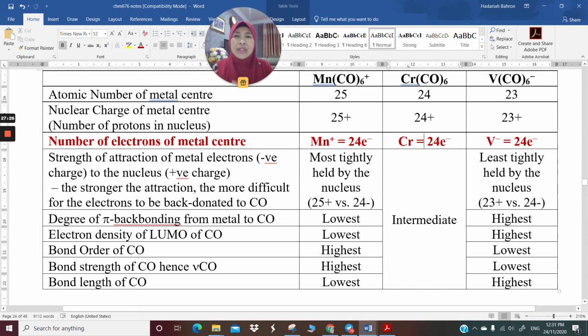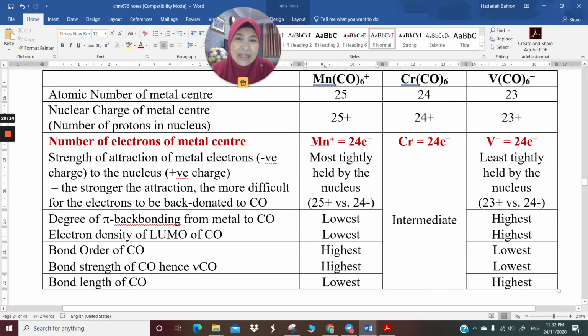Now, when you are talking about pi-back bonding, you are always looking at electrons that are in the metal center. So when you have electrons most tightly held by the nucleus, obviously those electrons will not be easily given away in pi-back bonding, as opposed to your vanadium, because in the vanadium the 24 electrons are not very, very strongly held, so it is going to be able to do pi-back bonding a lot easier than the manganese. So you're going to have the highest degree of pi-back bonding in the vanadium compared to the manganese in this case.